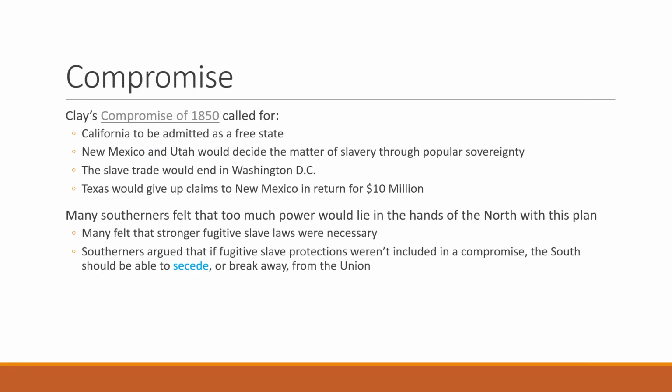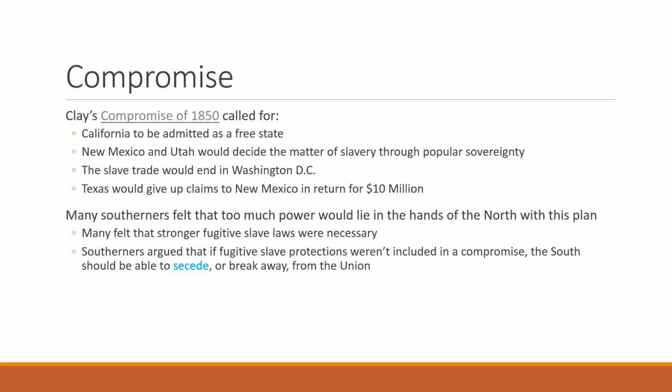Many Southerners felt that too much power would lie in the hands of the North with this plan. So, in order to try and sweeten the pot on this, many felt that stronger fugitive slave laws were necessary. Southerners argued that if fugitive slave protections weren't included in a compromise, the South should be able to secede or break away from the Union.